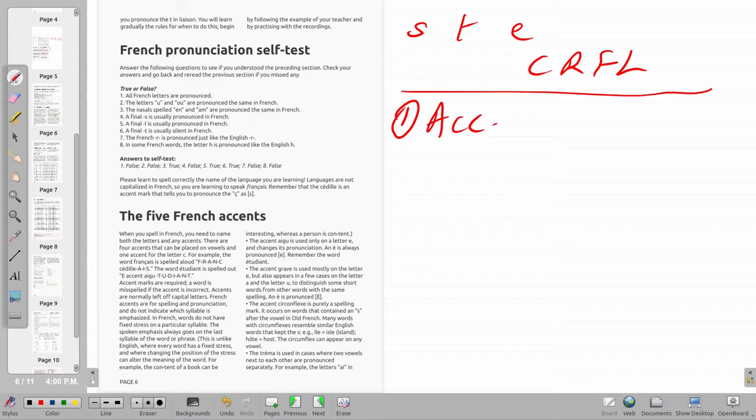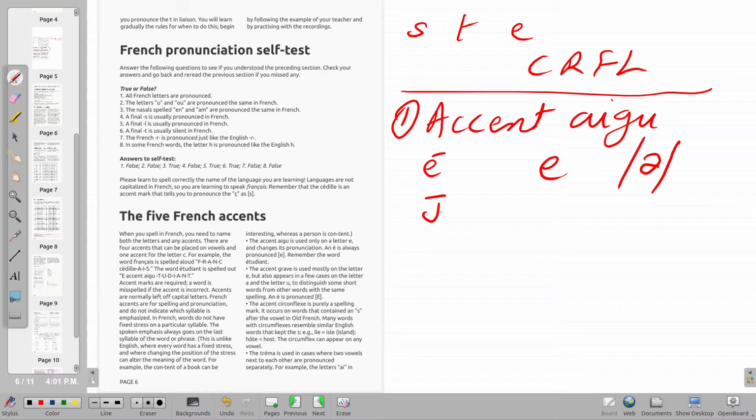accent aigu, the acute accent. You will find it mostly on the letter E. What it does is change how you pronounce the word. Now, when we were studying the letters of the alphabet, you saw that the letter E can be pronounced in different ways, and that is why in certain words we have je.